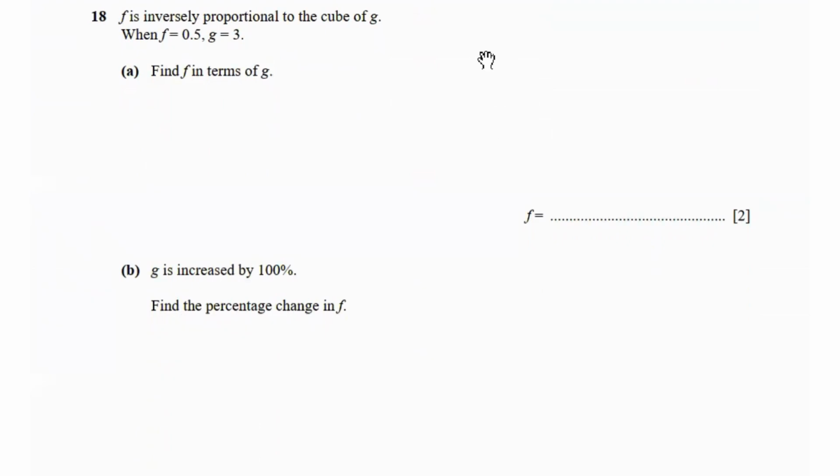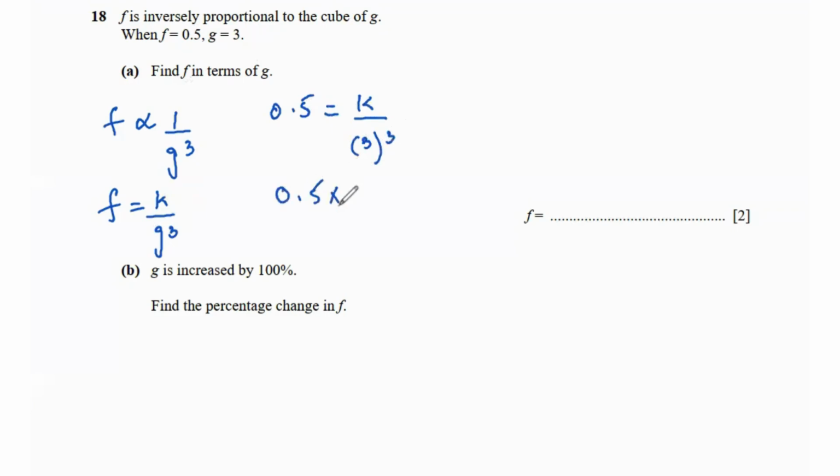And the next question says F is inversely proportional to the cube of G. So F is inversely proportional to the cube of G, which means F equals K over G cubed. When F is 0.5, G is 3, find F in terms of G. So let's first find the value of K. So 0.5 equals K over 3 cubed. So 0.5 times 27 equals K, which is going to give us 13.5 equals K. So F equals 13.5 over G cubed. That's your answer.